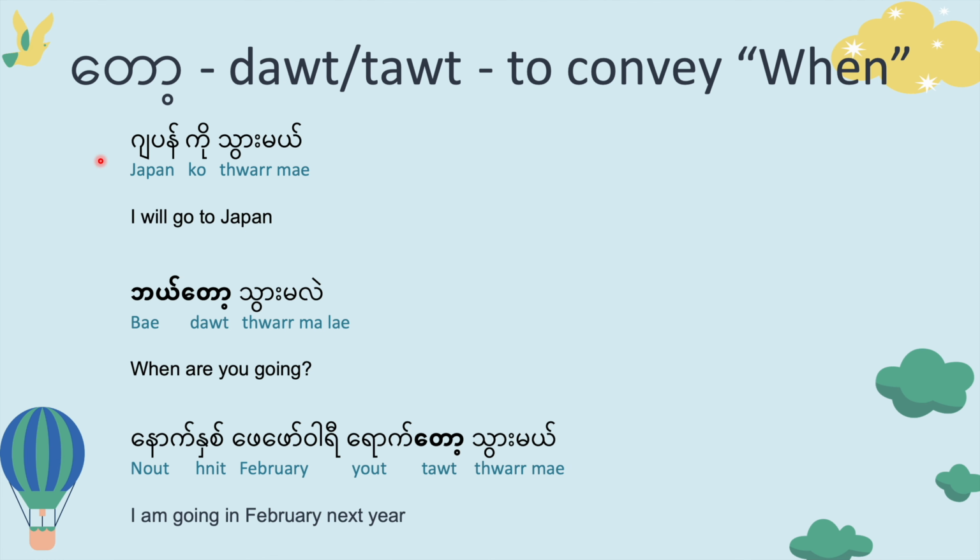Let's see this short dialogue. ဂျပန်ကိုသွားမယ်, I will go to Japan. ဘယ်တော့သွားမလဲ, when are you going? နောက်နှစ် February ရောက်တော့သွားမယ်. နောက်နှစ် means next year. နှစ် means year. February ရောက်တော့သွားမယ်, I am going in February next year.